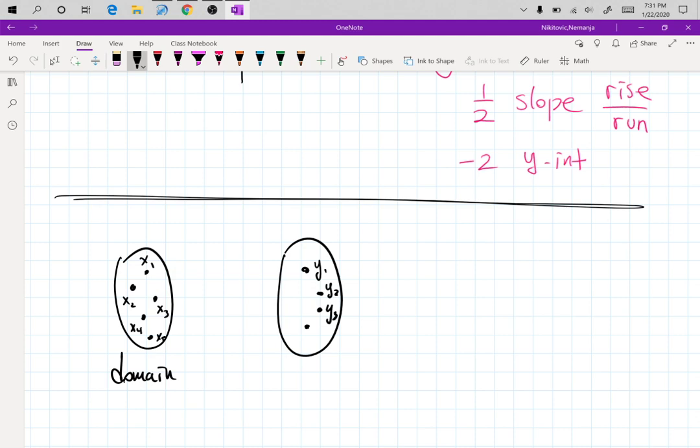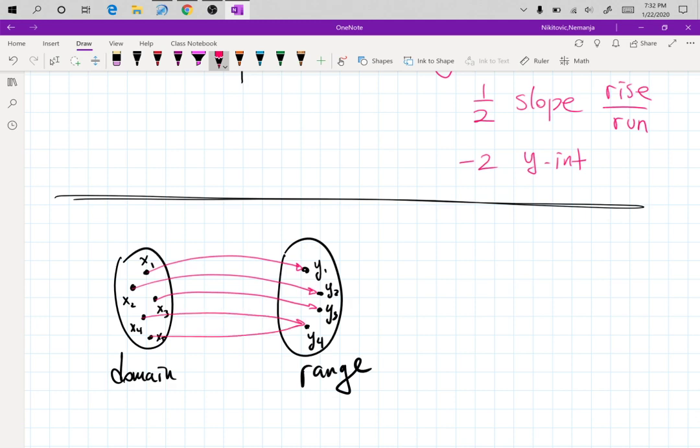y2, y3, y4. Range is the set of all y values. And now we do what we call mapping, where x1 goes here, let's say, x2 goes there, x3 goes here, and then x4 and x5, let's say, go to y4. The mapping, or this corresponding jump from x to y, is done by the function.